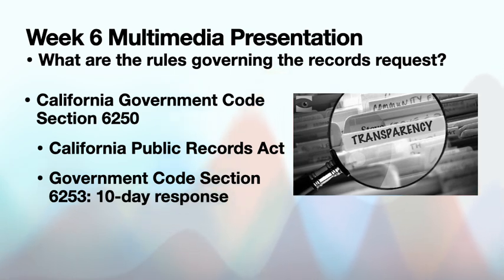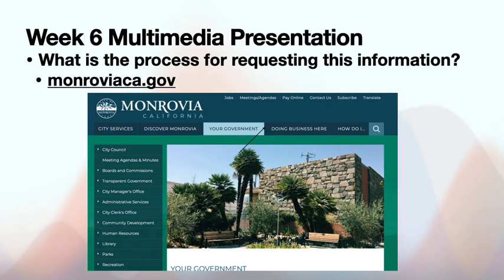So this code promotes government transparency and accountability and holds that public records should be available for inspection unless there's a legal reason that justifies not providing or withholding that information. In addition, Government Code Section 6253 provides a 10-day window for a government agency to respond to the public records request. So in this example, again, I'm looking for utility consumption, water consumption data.